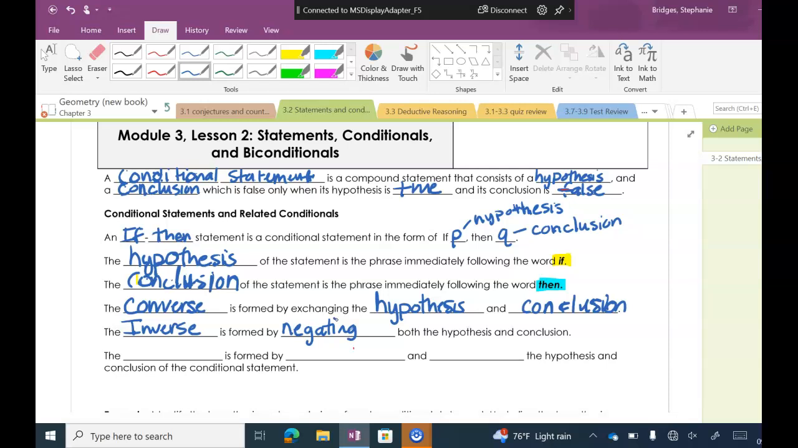And then what we call the contrapositive is formed by switching, that means changing places, and negating the hypothesis and the conclusion.